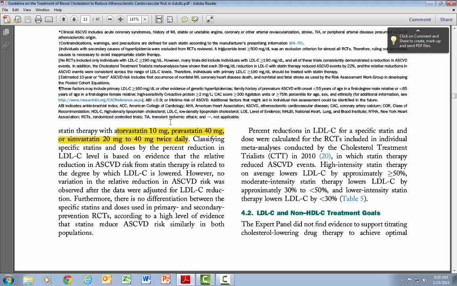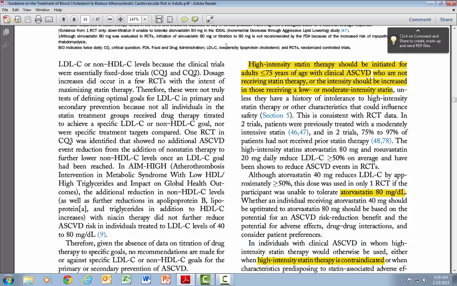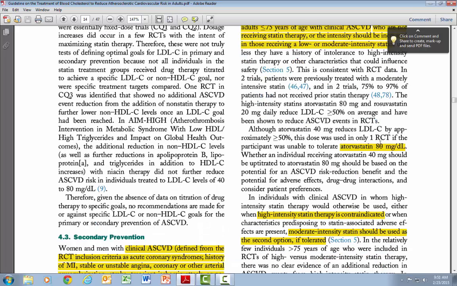The guideline says to start fixed dose of atorvastatin 40 milligrams when you're in moderate intensity and 80 milligrams when you're in high intensity. Okay, and where do you start high intensity? It's even highlighted for you. High intensity statins should be initiated for adults less than or equal to 75 years old, with clinical signs and symptoms of CAD. Okay, that's atorvastatin 80 milligrams.